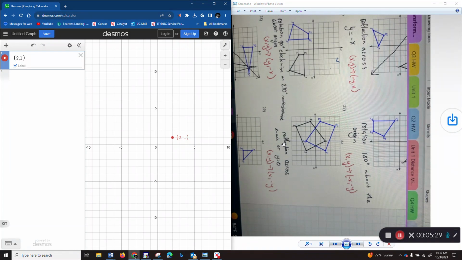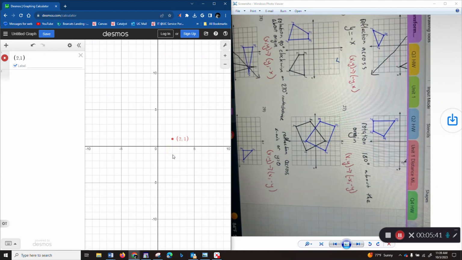Reflection across the x-axis. Well, that's pretty easy. Here's the x-axis. If you reflect across the x-axis, the x value stays the same, but the y value changes. It just takes that and reflects it straight down. I'm still at the x value 2. It just drops down: instead of a positive y, it goes down to a negative y. So that one's pretty easy to think about.